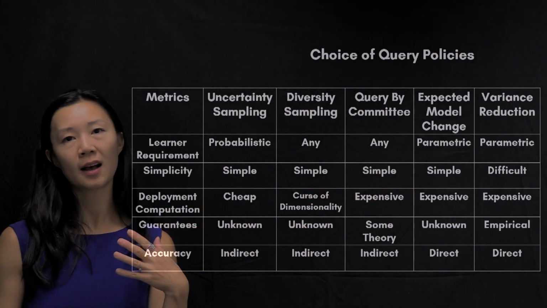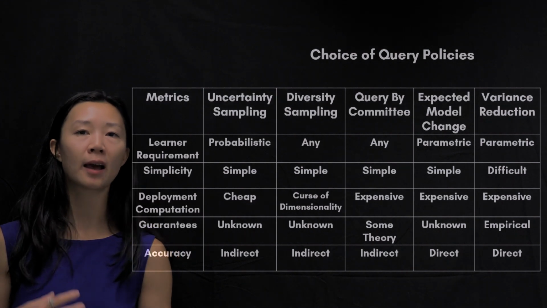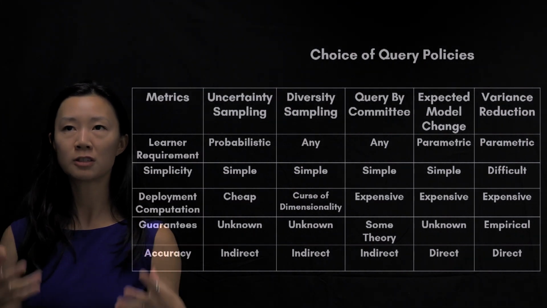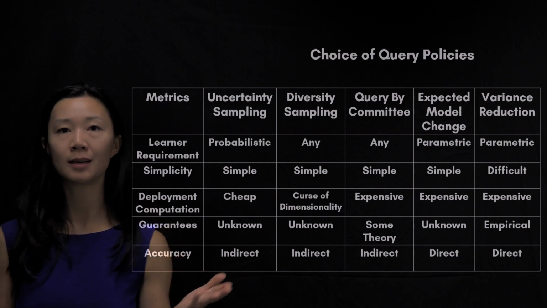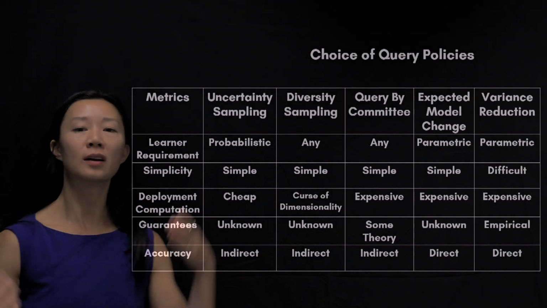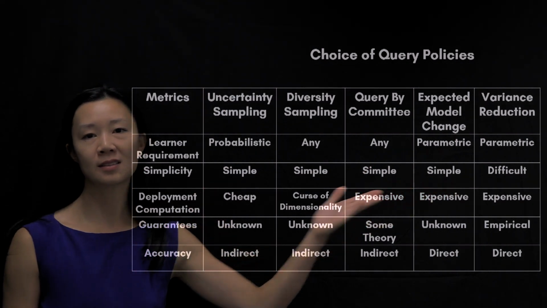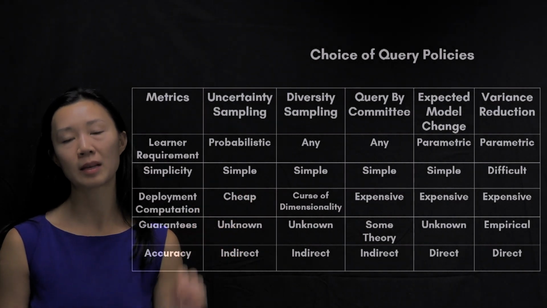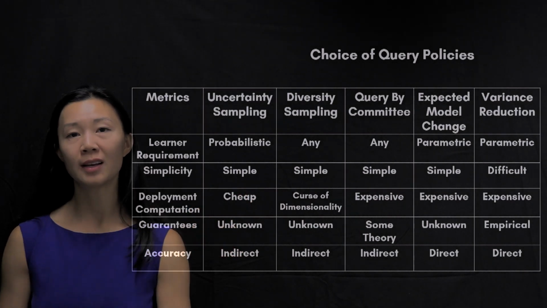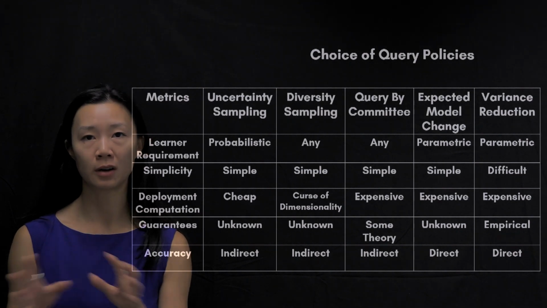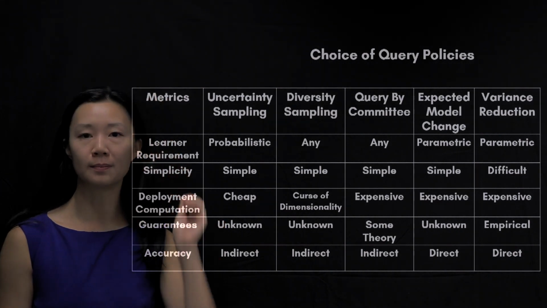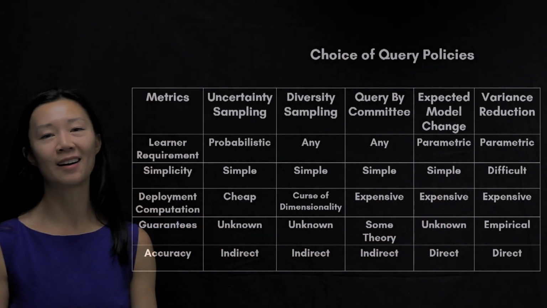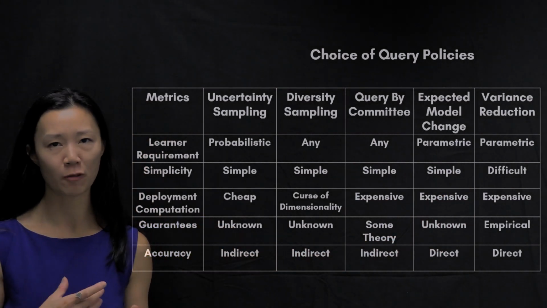For simplicity, I think of simplicity as how easy is this concept to understand and also to implement in code. So for most of these query policies, the mathematical equation that I showed you is very straightforward to encode in your algorithm. But for variance reduction, as we saw, it's not as mathematically straightforward, and so it's harder to code.